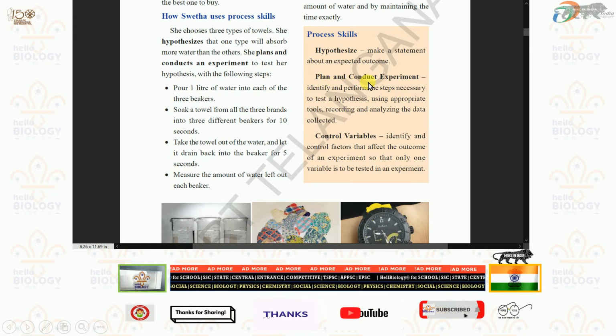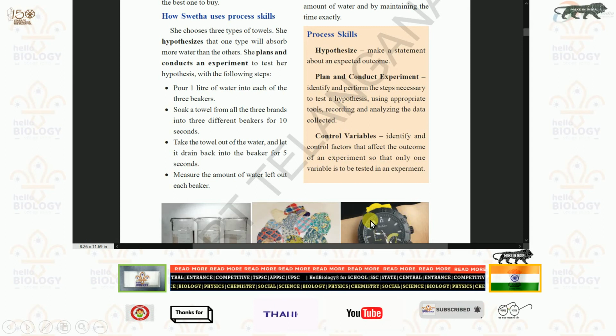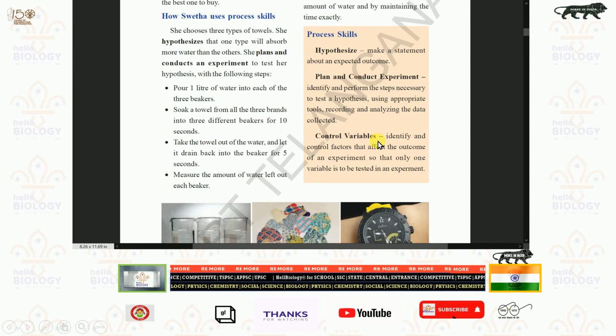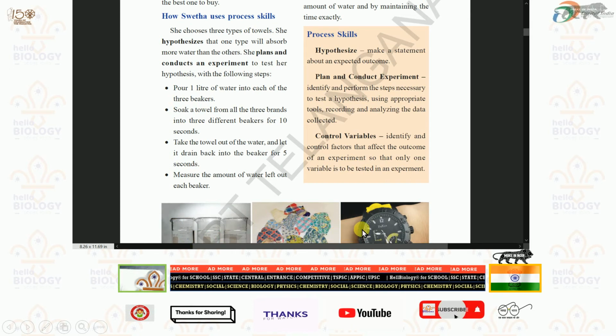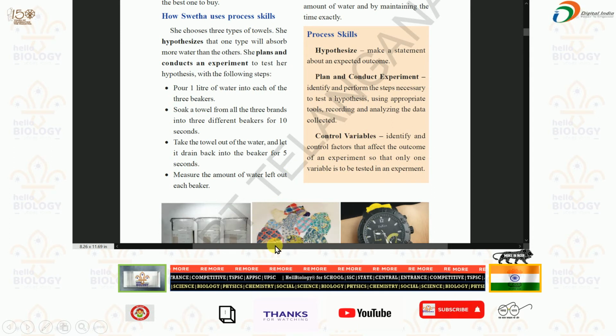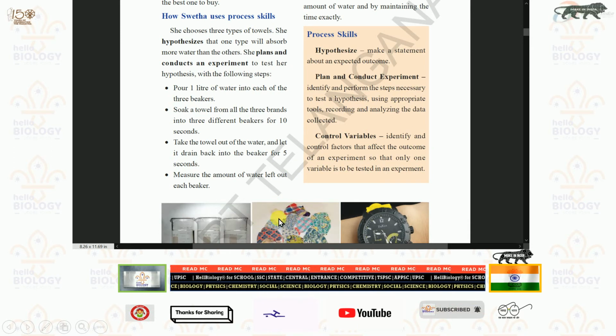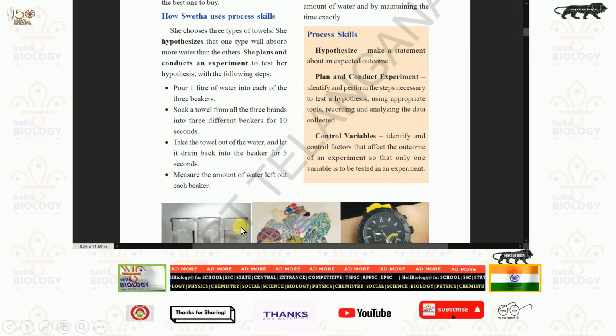And in planning and conducting, she conducted this experiment with different kinds of cloths while maintaining a sense of time. And controlling variables means here she maintained the water level accurately, and she selected the time accurately. And after that, she has taken three different kinds of cloths, that means silk, cotton, and rayon.